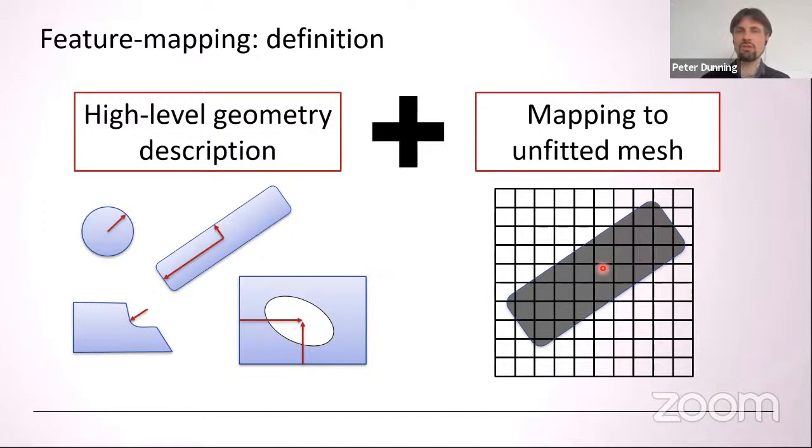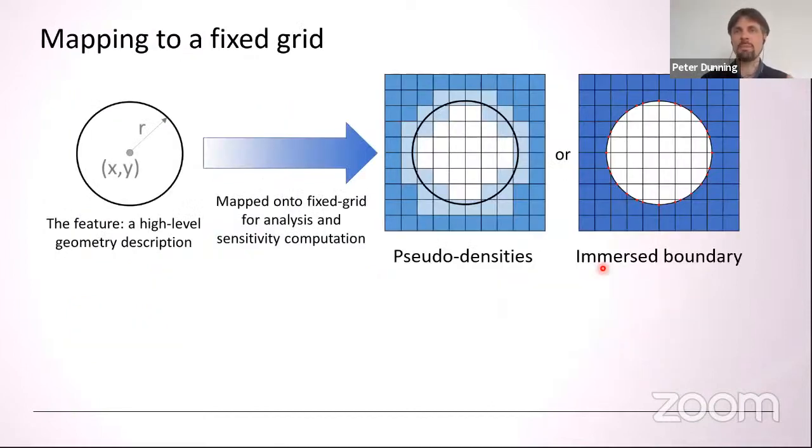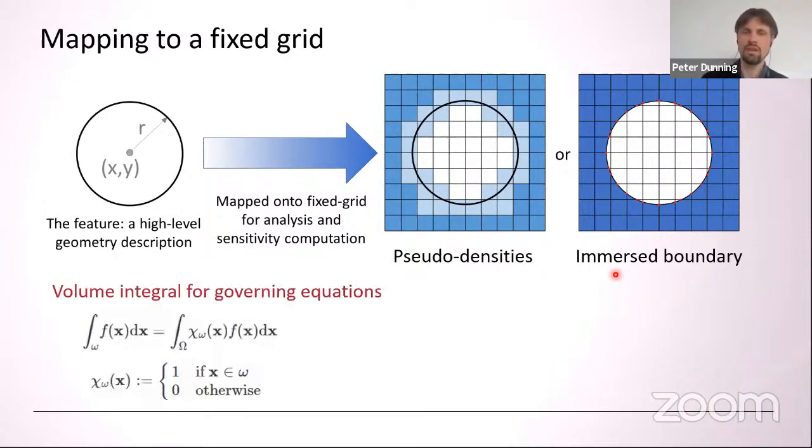The first challenge you would come up with is, how do you map a single feature, such as a hole or a structural component, onto a fixed mesh? There are two main ways of doing this in the literature. One is to use pseudo-densities, and the other to use immersed boundary techniques, such as the extended finite element method. Essentially, both of them are doing a similar job.